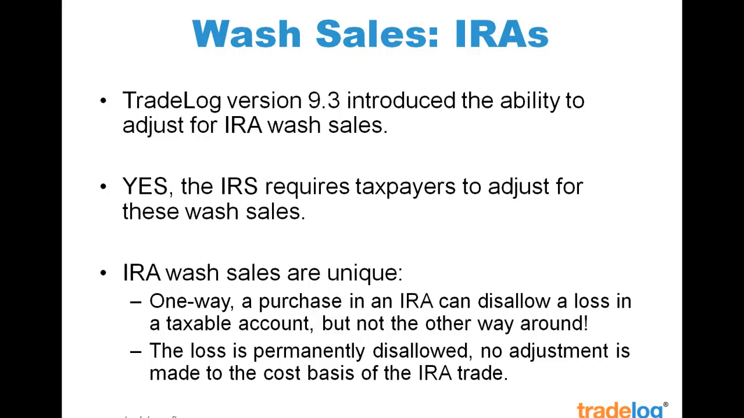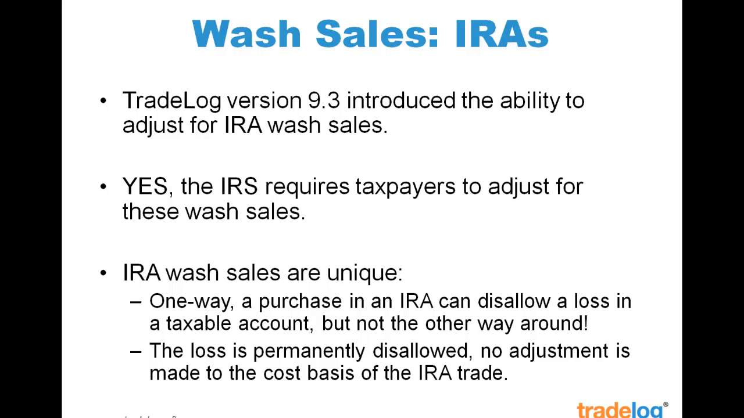Another big change that we introduced in version 9.3 is the ability to adjust for IRA wash sales. And some might ask, well, is that required? Yes, if you look at Publication 550, the IRS does require taxpayers to adjust for wash sales between taxable and non-taxable accounts. Now, the question some may have is, well, how would the IRS know? Because I don't report my IRA to them. Well, that's between you and the IRS. But it is a requirement, and we were requested to support this. To our knowledge, no other software program supports adjustments between taxable and non-taxable accounts except for TradeLog. We introduced this in version 9.3.